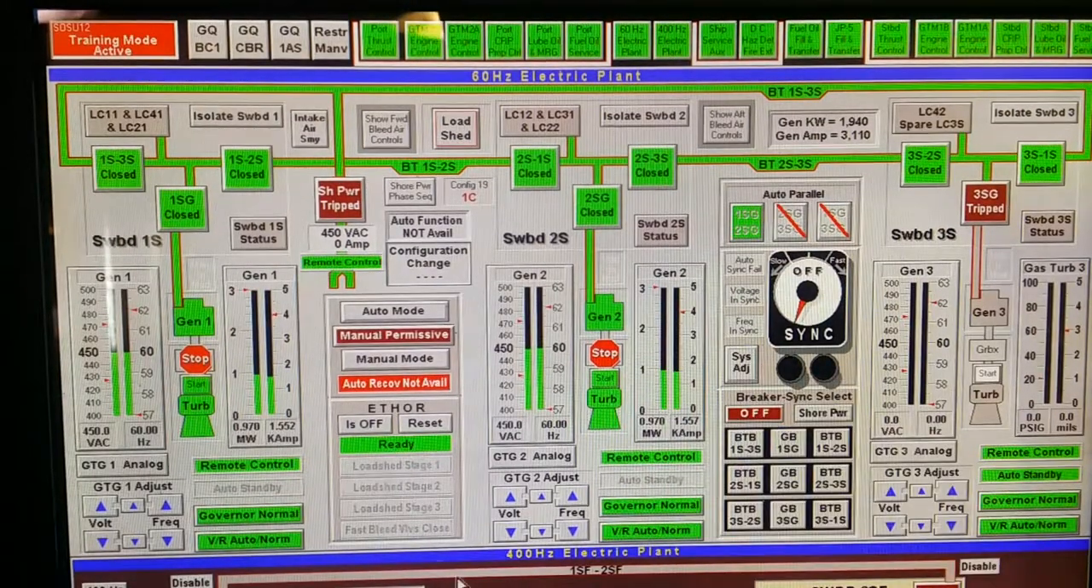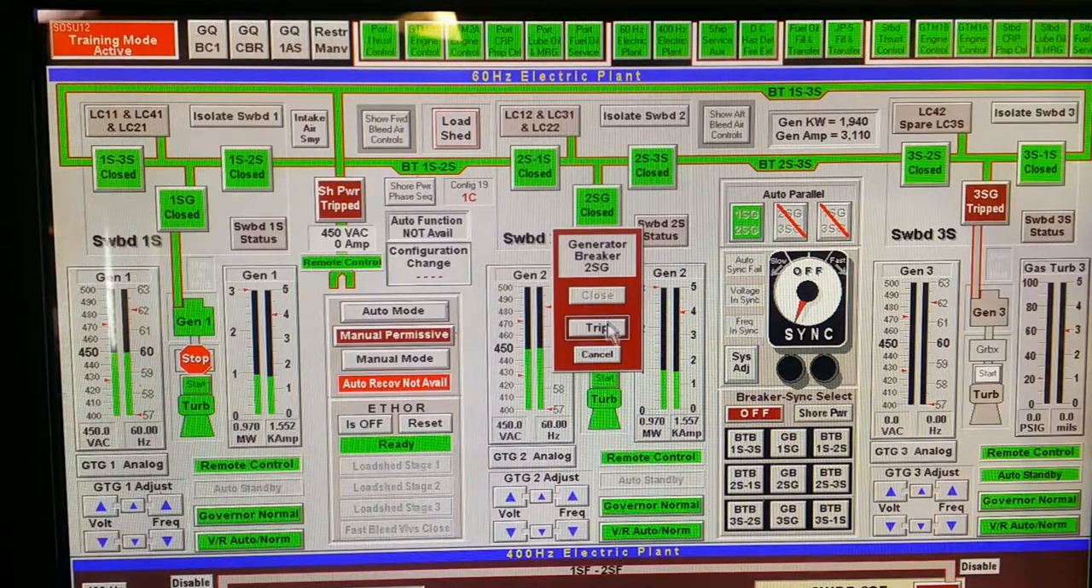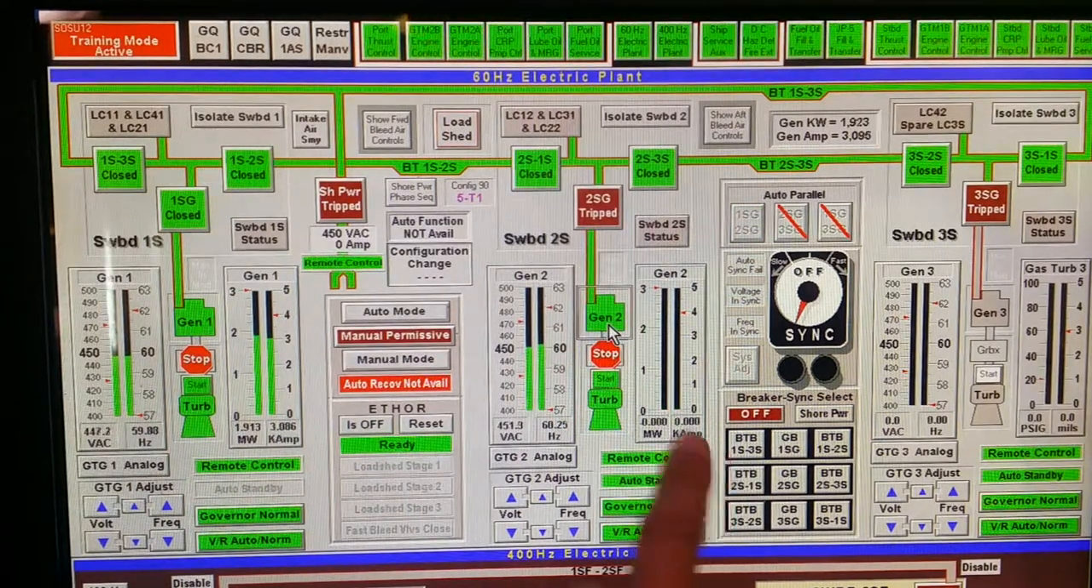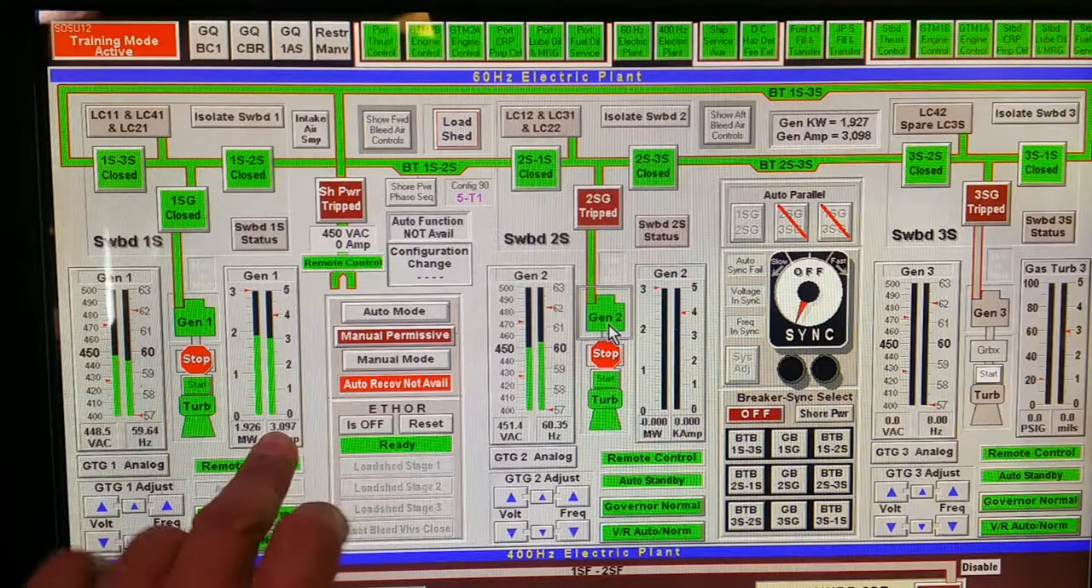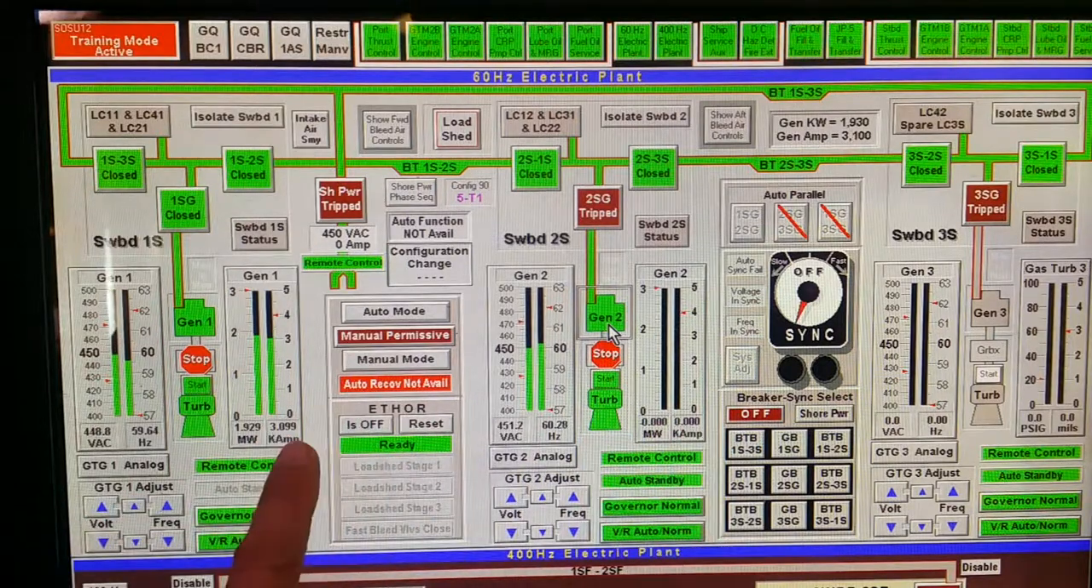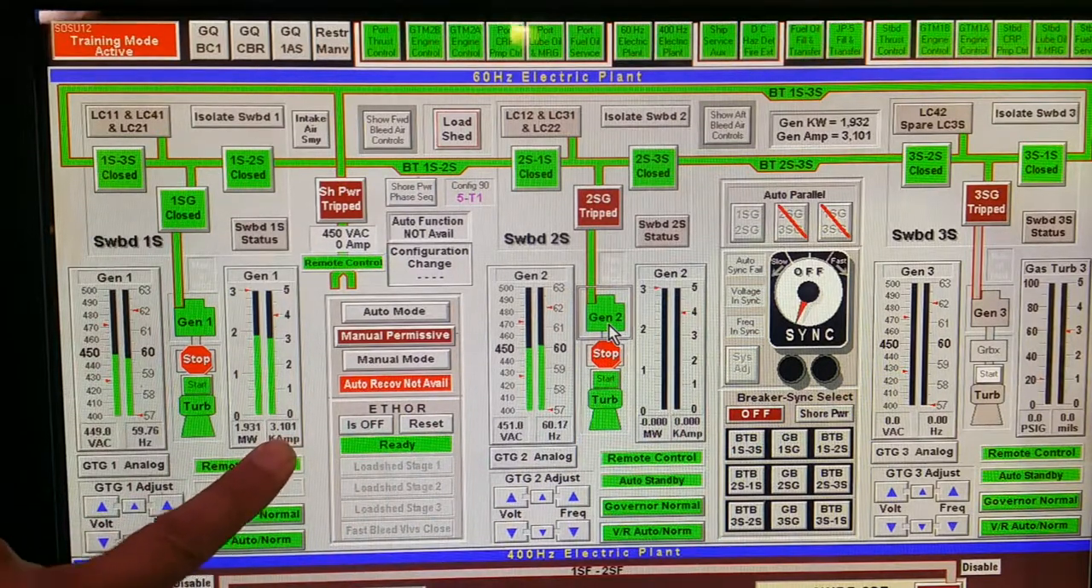So I'm going to remove the load from number two generator, and I simply open my generator breaker, I trip it, and now all the load goes to the other generator. Before it was 1500, now I've got all my 3000 amps over here.